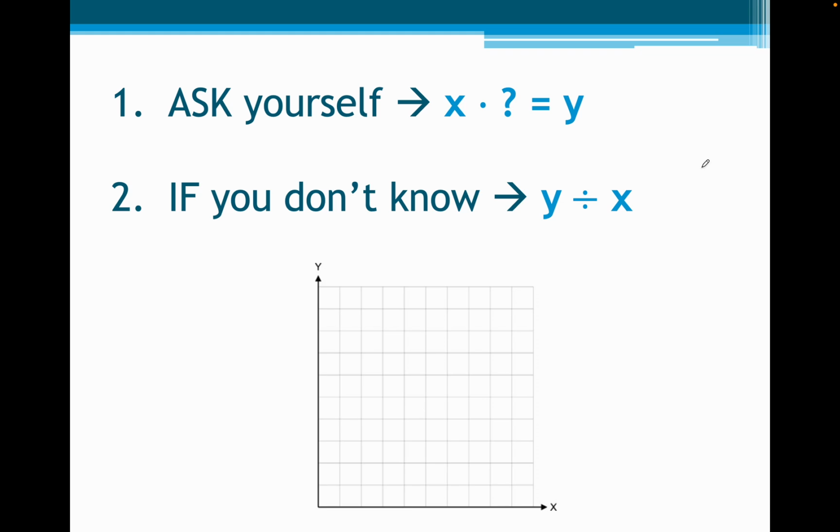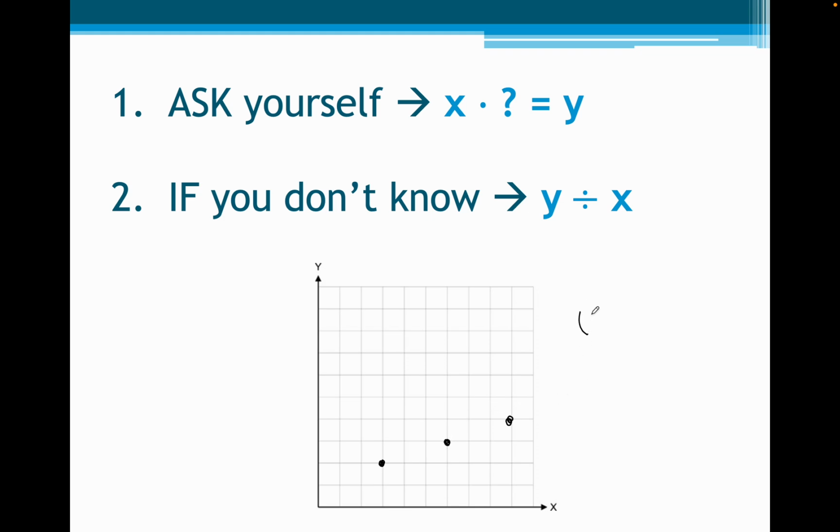Just like we talked about in the last lesson, when you're trying to find the constant of proportionality from a graph, you're going to ask yourself the same questions that we asked ourselves when looking at a table. The x value times what equals the y value. The difference is that here we're going to be looking at values on a coordinate plane. So you're going to be looking at points on a graph instead of points in a table.